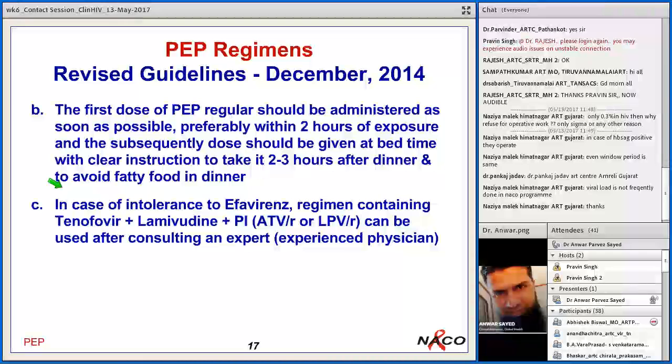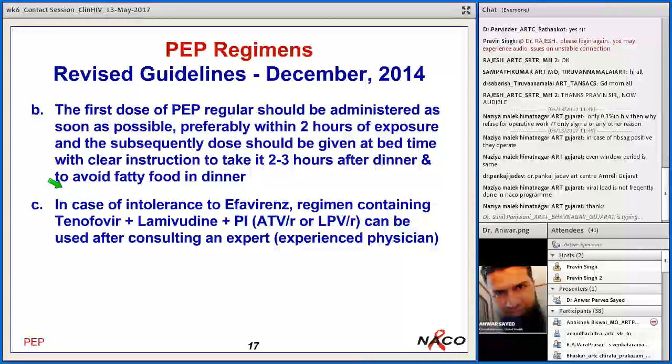That is, number one, efavirenz is to be given either before food or 2 hours after food, because if you give efavirenz with a fatty meal, the toxicity of efavirenz will be more. If a person is having giddiness and other side effects of efavirenz, these are more if it is given along with a fatty meal or immediately after food. So that is number one. Number two, how soon PEP should be introduced.